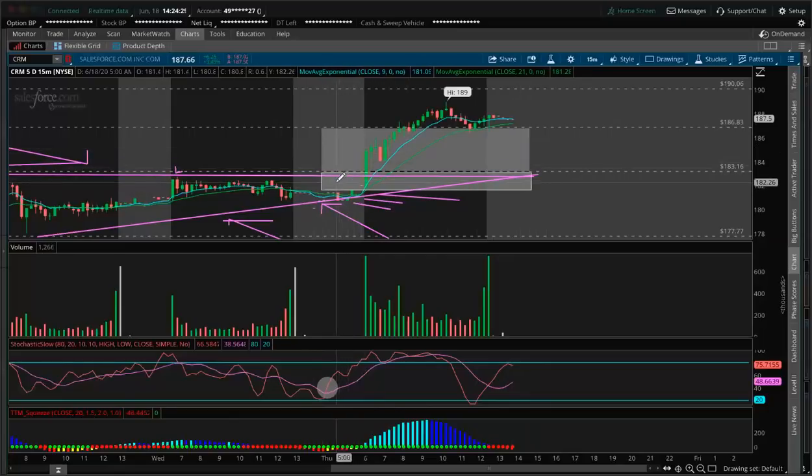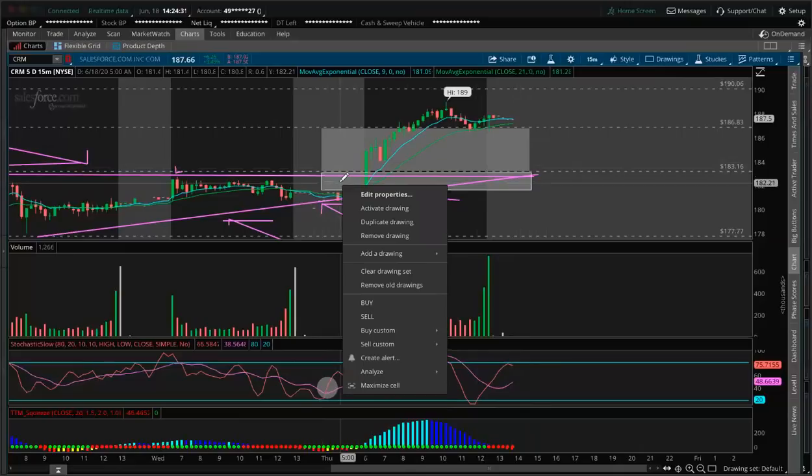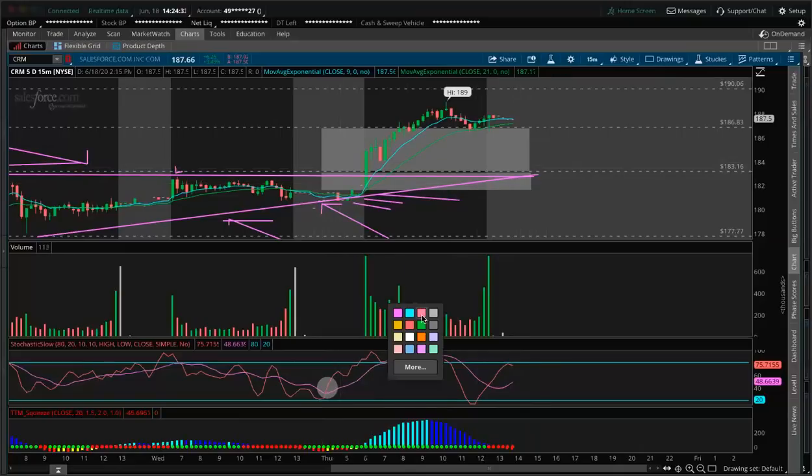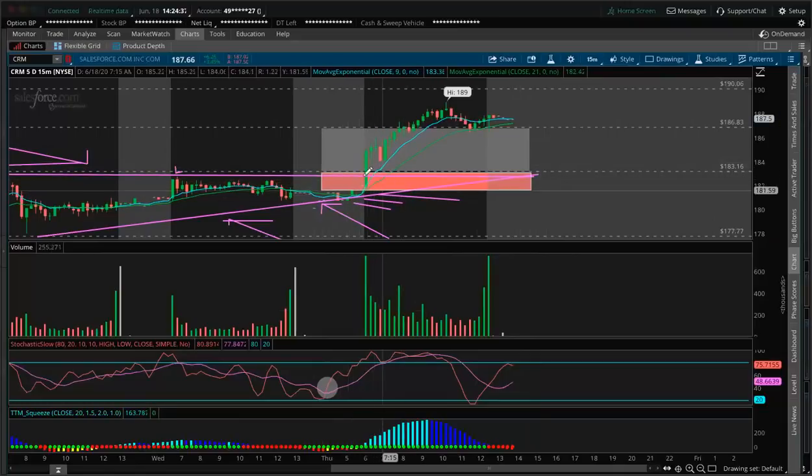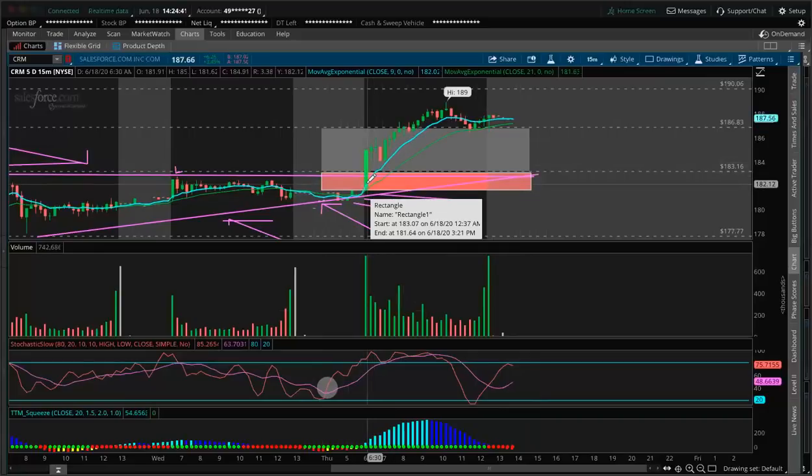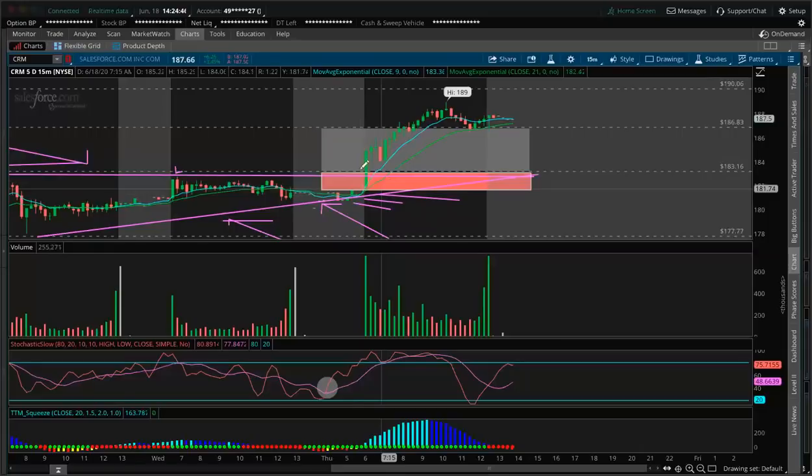You want to make the small box red. If you don't know what this red means, this is your risk area. This is what you're risking. As long as it stays in there, you don't want to cut yet. You're only going to cut if it goes below your risk area.